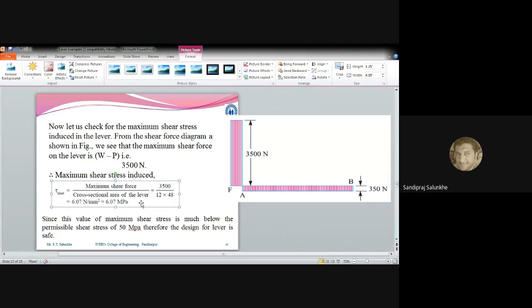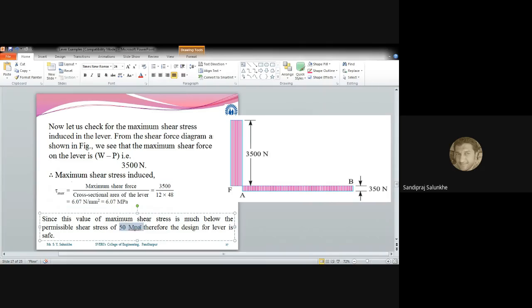What value of shear stress is given in the problem? The permissible shear stress is 50 megapascal, and it is well below the permissible shear stress. That's why the dimensions of this lever are within the safe limit. Got it? We'll stop here. Any question? Hello? No, sir. Okay.